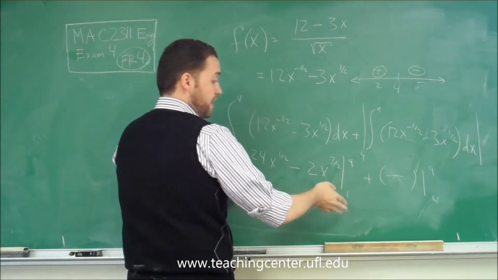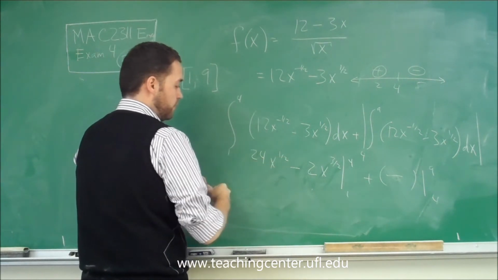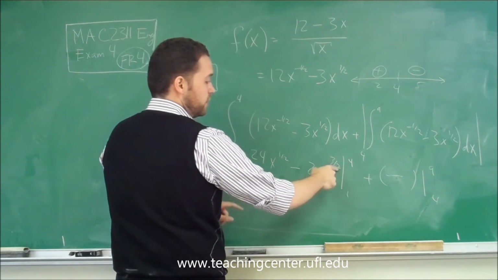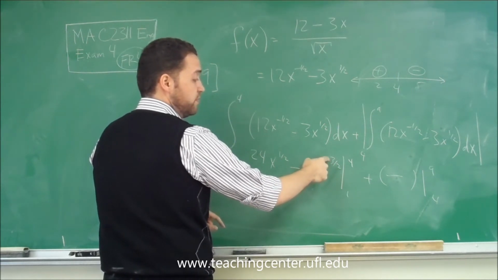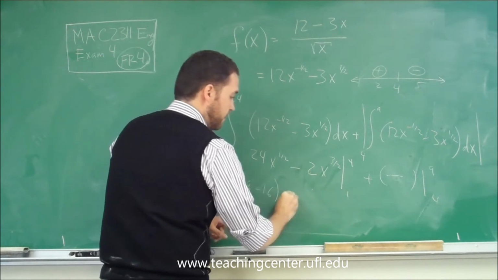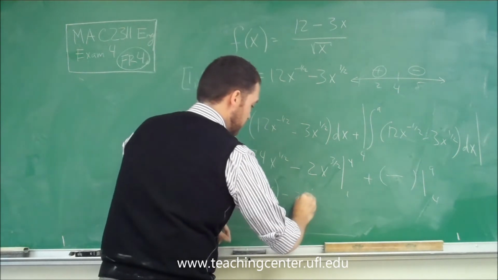So go top minus bottom. When you plug in the top, you get 4 square rooted, which is 2. 2 times 24 is 48. And when you plug the 2 into here, you square root it, giving you 2. But 2 cubed is 8, and 2 times 8 is 16. That's your top. Minus, when you plug the 1 in, it gives you 24 minus 2, which is 22.